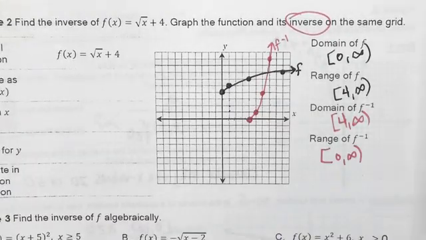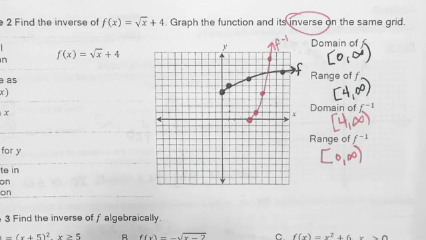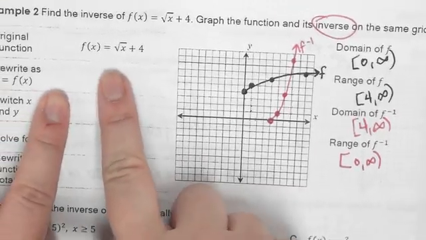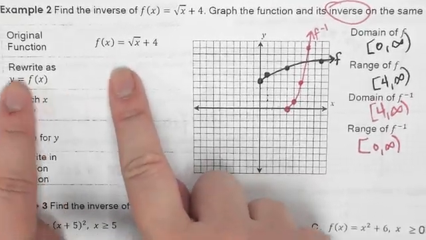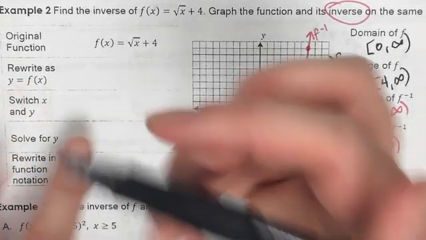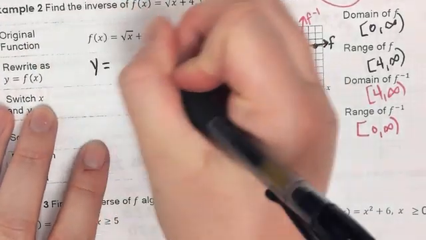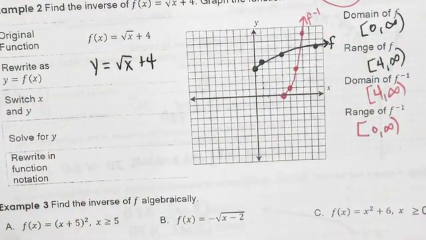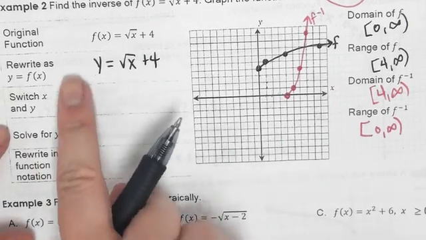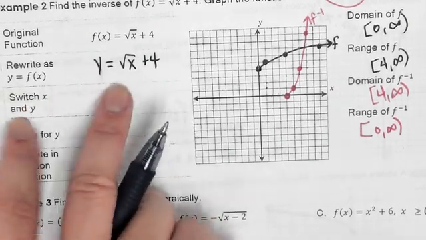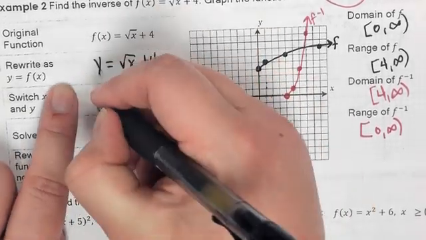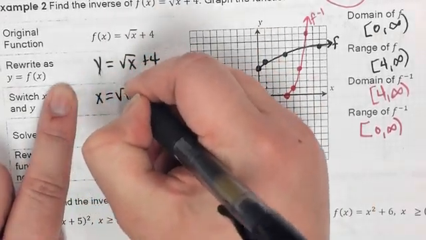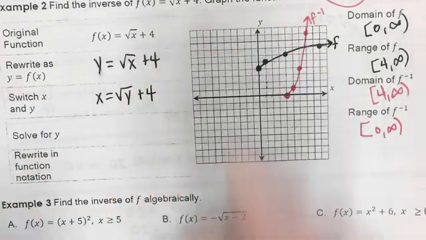Okay, now let's make the equation. So we go over here. How do we do the equation? Same steps. So I'm going to rewrite as y equals f of x. So this is going to be y equals square root of x plus 4. Okay? Just changing the f of x to a y. Now let's switch x and y. So this will be x equals square root of y plus 4.